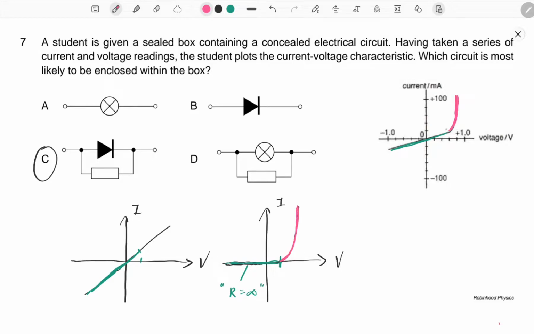Once the diode starts to be welcoming, current will prefer to flow through the diode and not prefer to flow through the resistance. Therefore, from that point onwards, it will take on the shape of the diode graph rather than the straight line for the ohmic resistor. So that's the explanation for this.